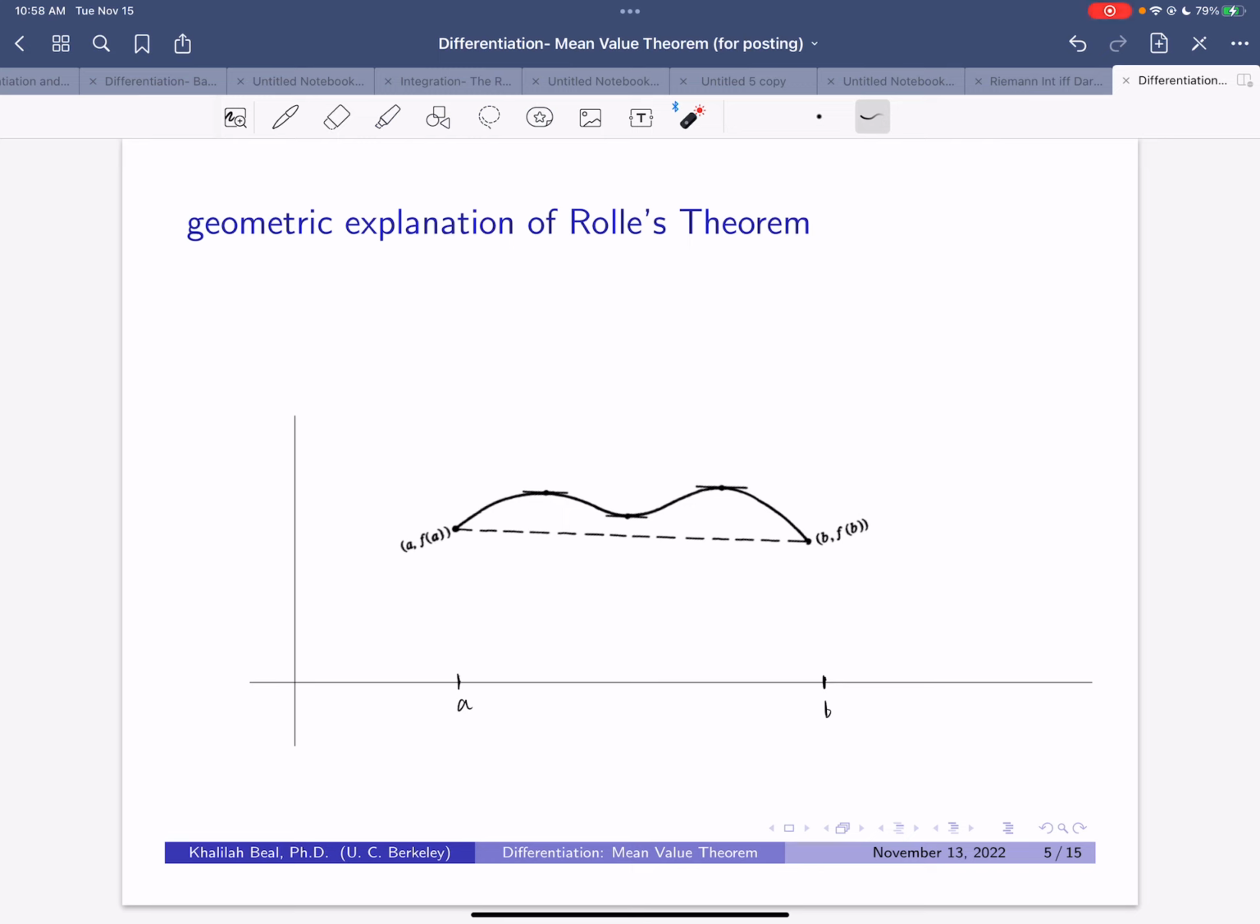What Rolle's theorem is saying is, if you have a function that's differentiable and continuous, and if f of a is equal to f of b, so there's no net change, right? The net change is f of b minus f of a. So there's no net change. Then there has to be a point where your derivative is equal to 0 as well.